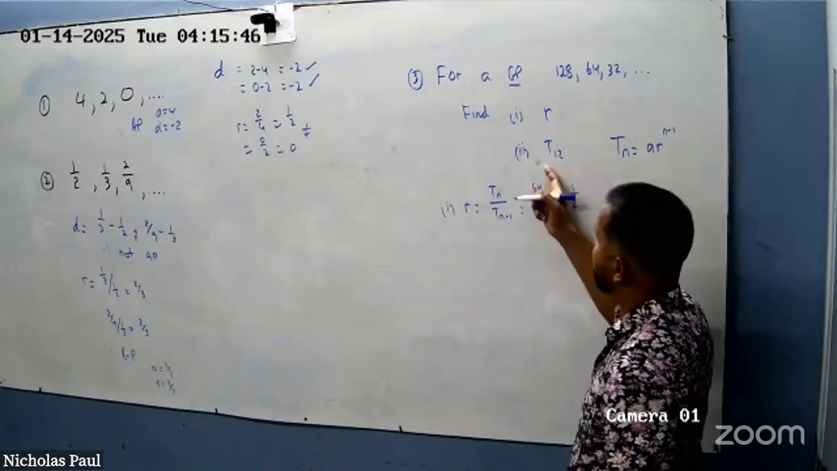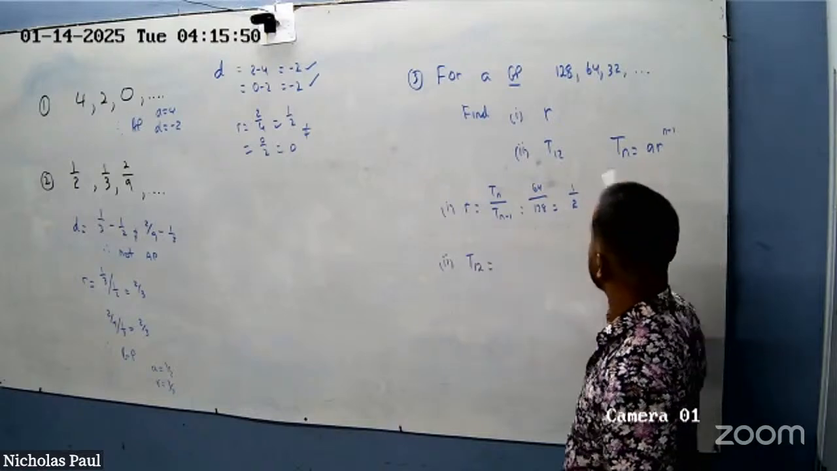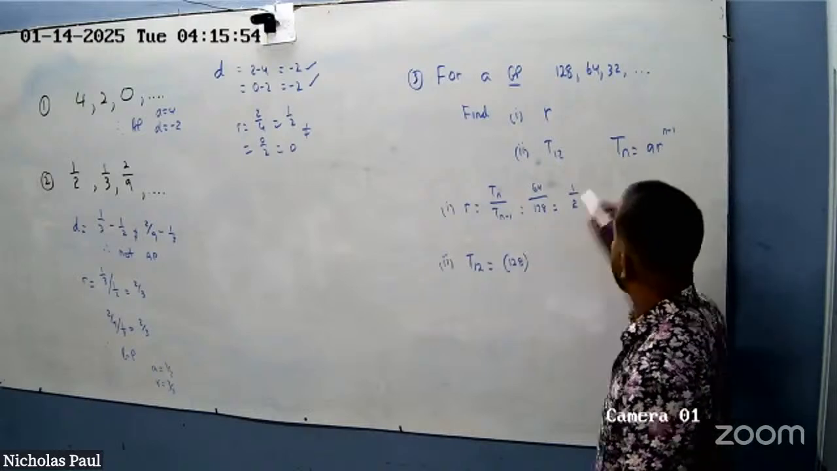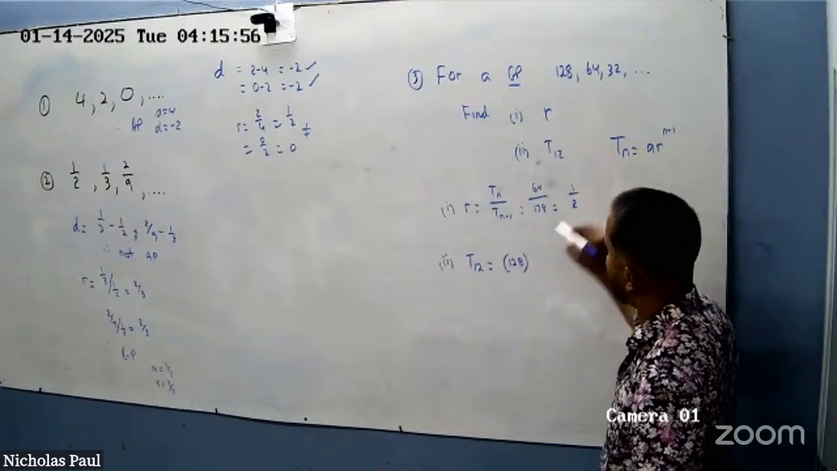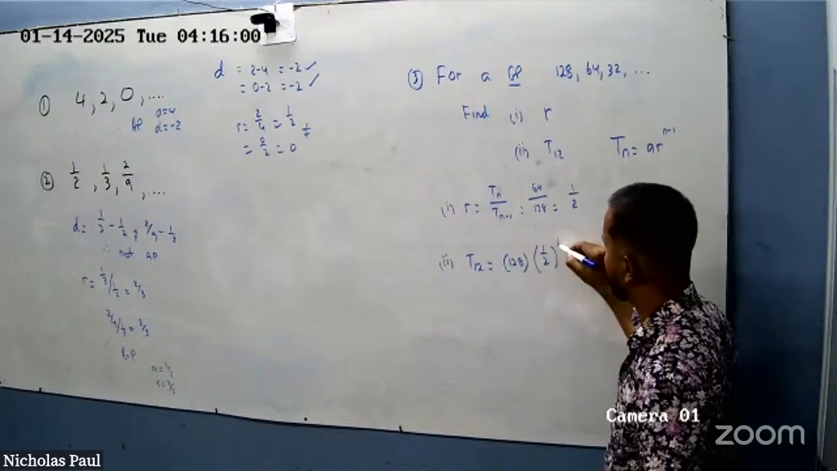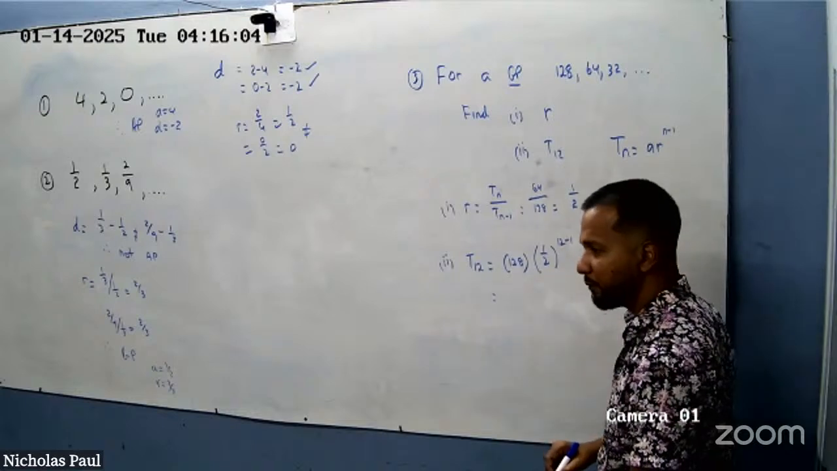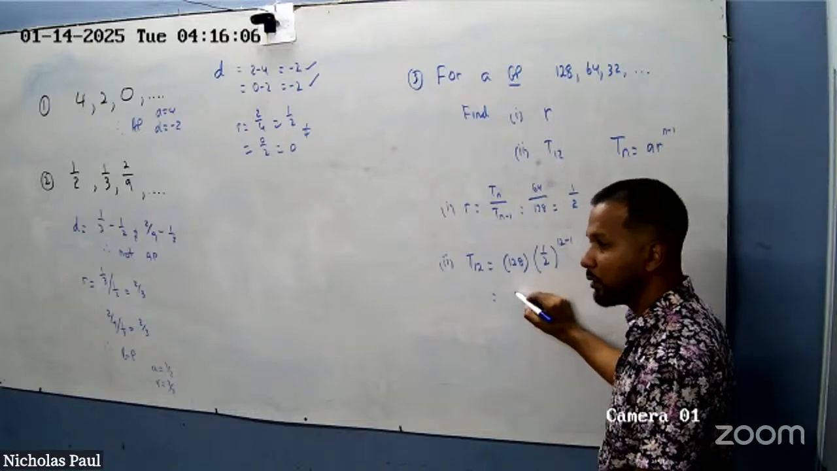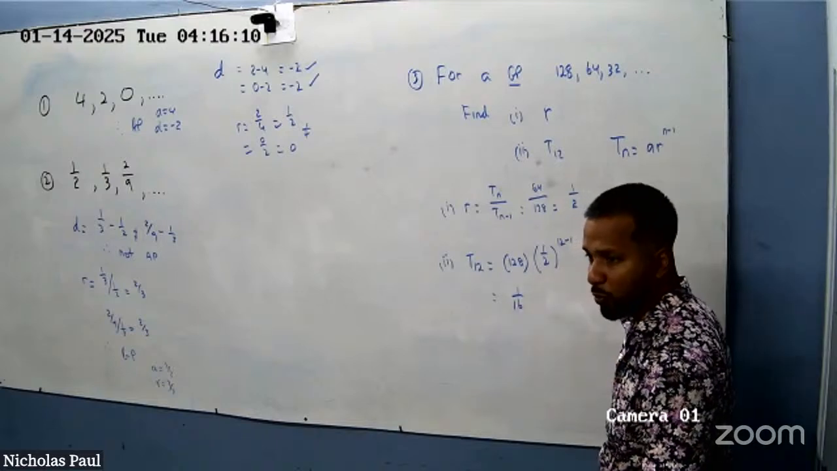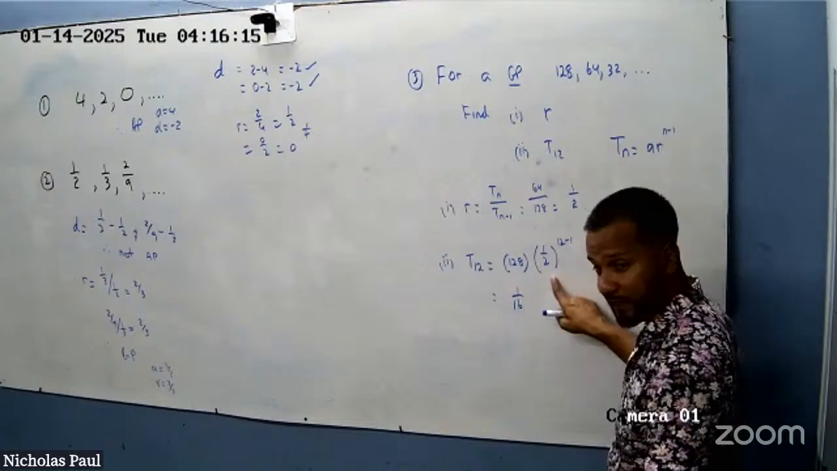So I want to find the 12th term now, part 2. The 12th term is equal to A, which is 128, times R, which is a half, all to the power of 12 minus 1, which is 11. How much do you got here?